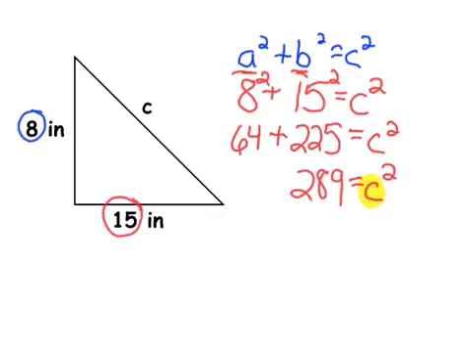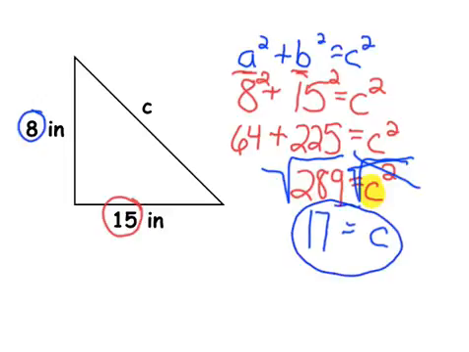And the opposite of a square is a square root. So do that on both sides so it balances your equation. Now, since these two cancel each other out, I still have a C. And the square root of 289 is 17. That's my C.